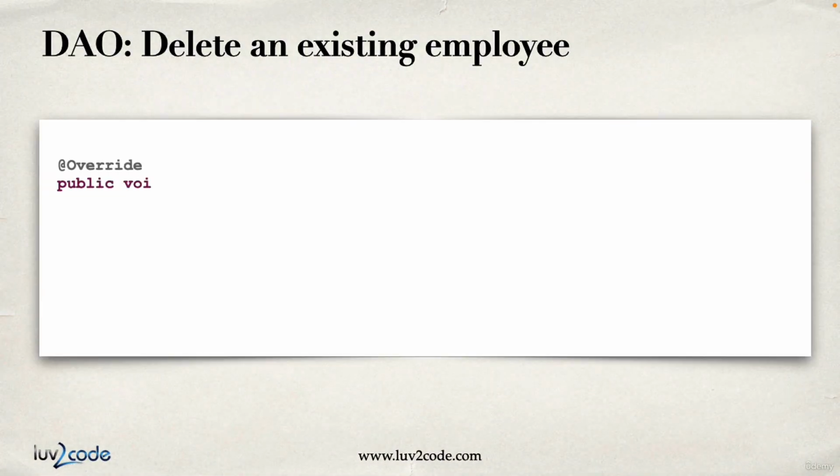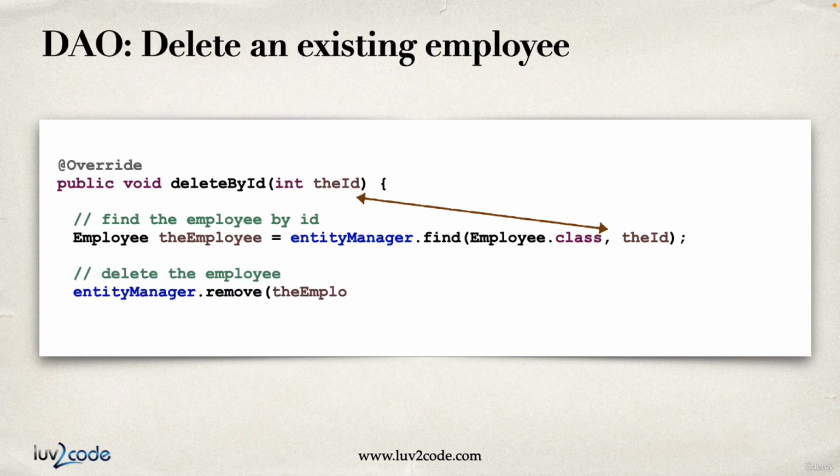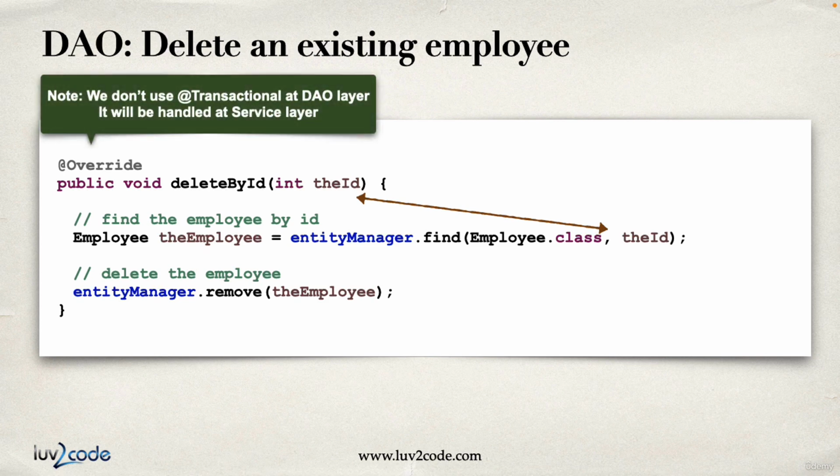Now here's the DAO method for deleting an existing employee. So we have this method here, deleteById. We pass in the ID. The first thing we do is we find the employee, and then we simply say entityManager.remove the employee. And that'll actually delete that employee from the database. And a similar thing here for this delete, since we're modifying the database, we don't use transactional at the DAO layer. It'll be handled at the service layer.